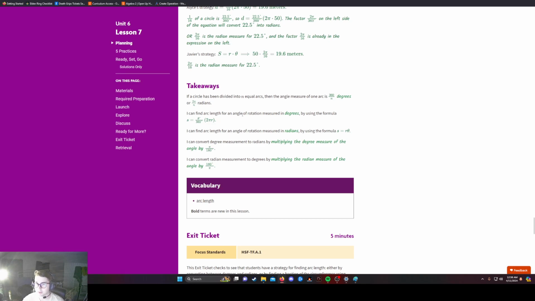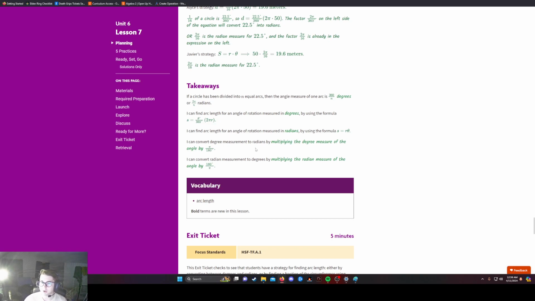I can find the arc length for an angle of rotation measured in degrees by taking my circumference and multiplying it by a proportion, the fraction created by whatever the measure of one segment is divided by 360. Like before, in the last question we did, we arrived at the fact that there are 24 segments total. Then we multiply that and we get just a fraction of the circumference instead of the whole thing. I can find arc length for an angle of rotation measured in radians by using this formula, which is much more simple. So you can see why radians in that case are fairly appealing.